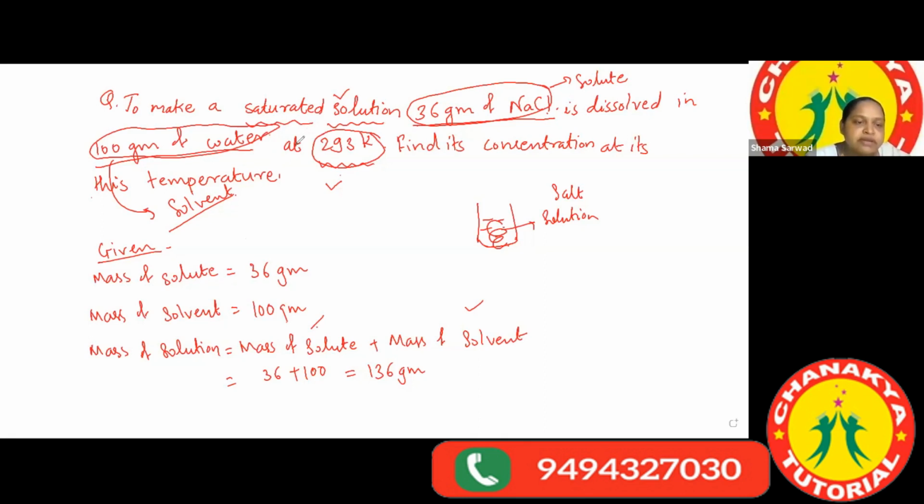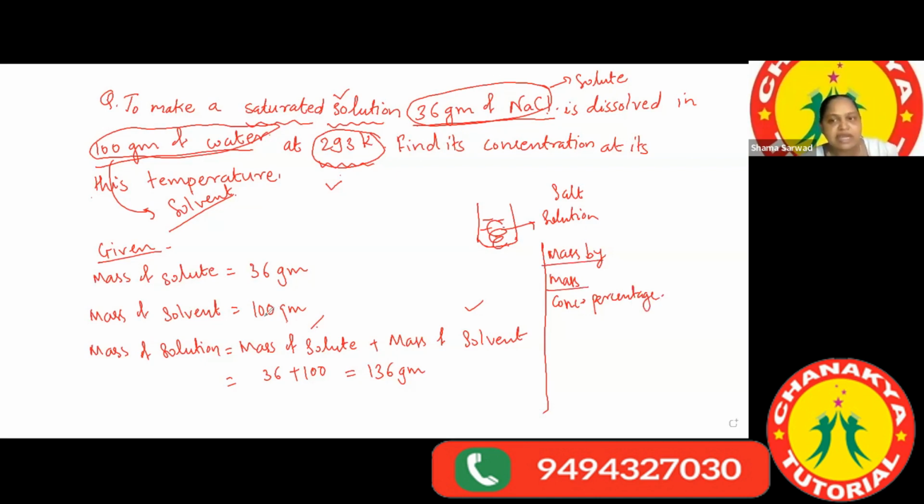Okay, good. Now you can see we have a formula we have already discussed. That was what? Mass by mass concentration percentage. Why am I going to go for the mass by mass percentage? Why not any other formula?